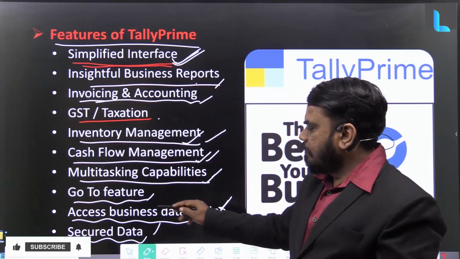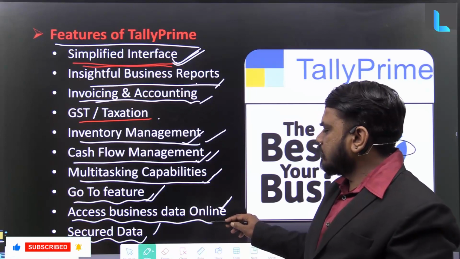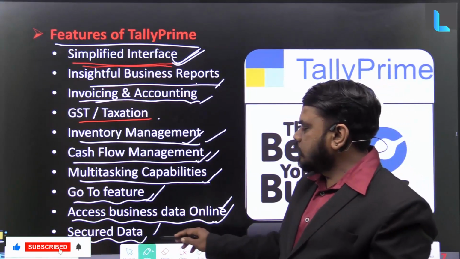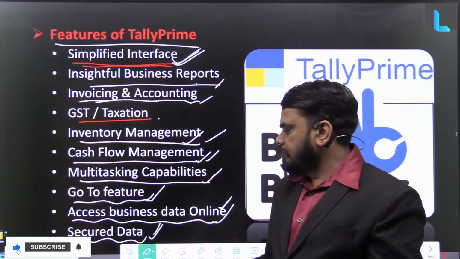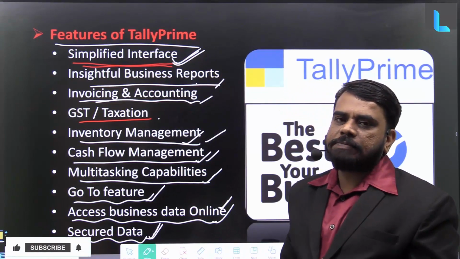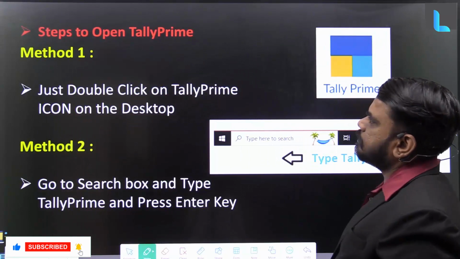Then we have individual company featuring options. Then we have access to business data online, that is, anytime, anywhere we can access it online. Then we have data security, that is, the company data is kept securely. So these are the main features of Tallyprime.